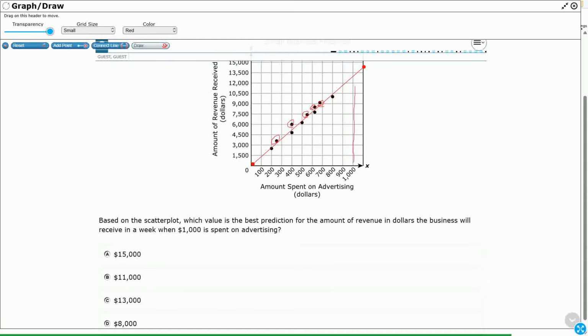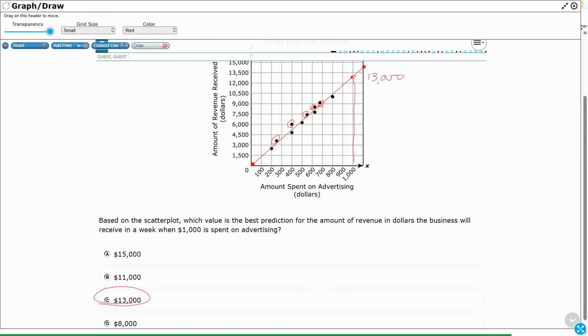And so if we come up here, you see we are between 12 and 1350. We're a little bit above it. So call it about 13,000, maybe 12,750, but 13,000 is going to be close enough. And so that is going to be our answer C.